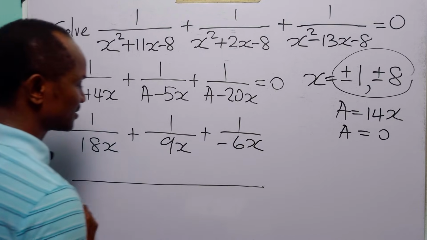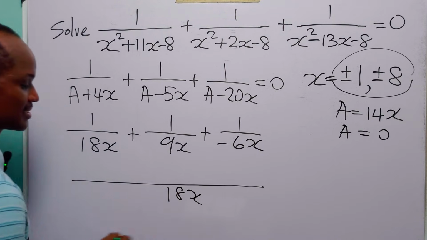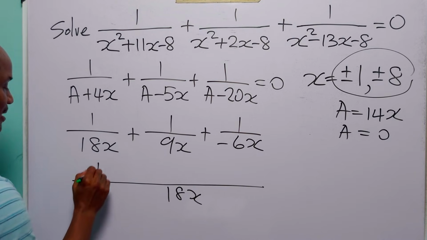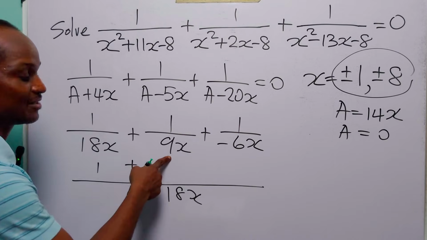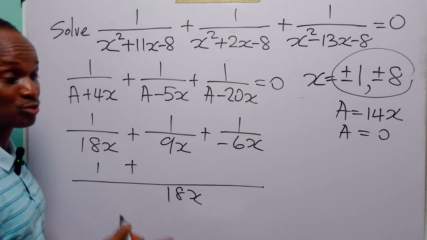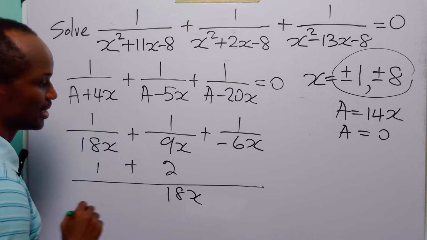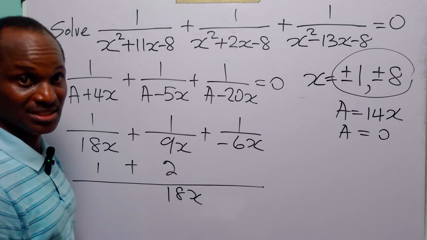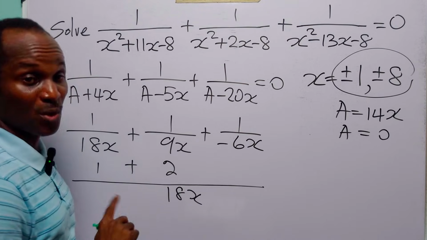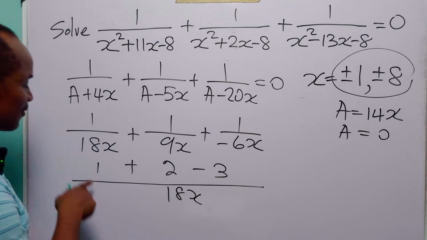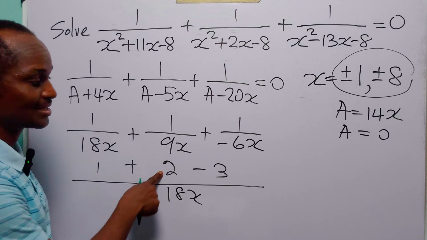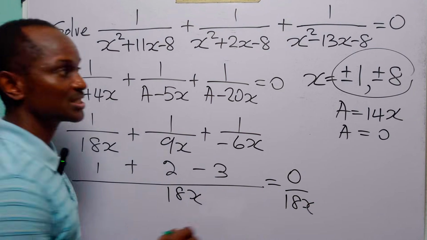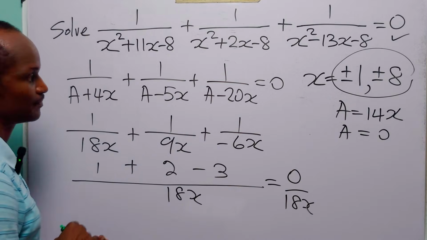Now, we can take an LCM of 18x. 18x divided by 18x is 1. 1 times 1 is 1. 18x divided by 9x, of course, is 2. 2 times 1 is 2. Now, 18x divided by minus 6x is minus 3. Minus 3 times 1 is minus 3. And of course, 1 plus 2 is 3. 3 minus 3 is equal to 0 over 18x, which is equal to 0.